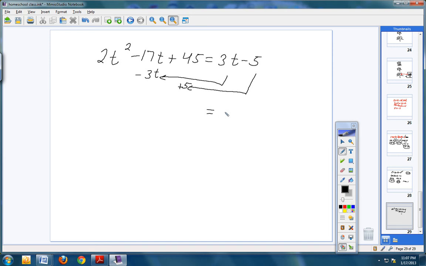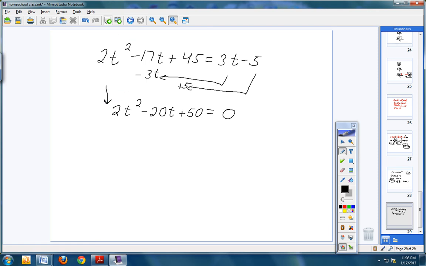So I move everything over. That leaves me with the 0. And over here I would have 2t squared minus 20t plus 50. There we go. Look at that. Now, if you'll look at step 2, step 2 says to factor one side of the equation. Well, when I go to factor this, you right away see this 2 and you're like, oh, it's going to be one of these hard ones.